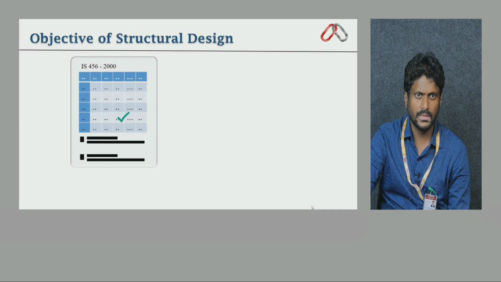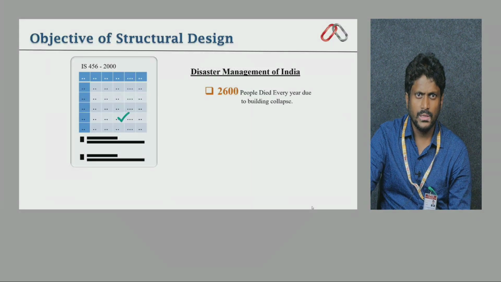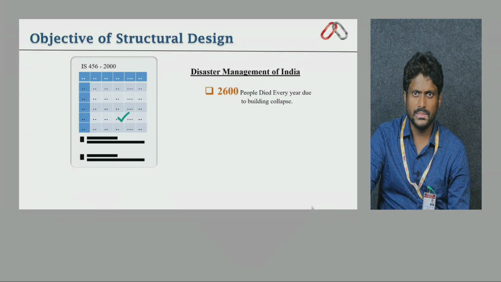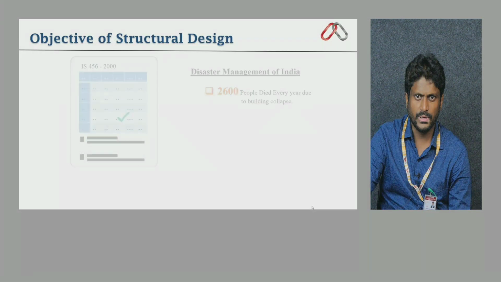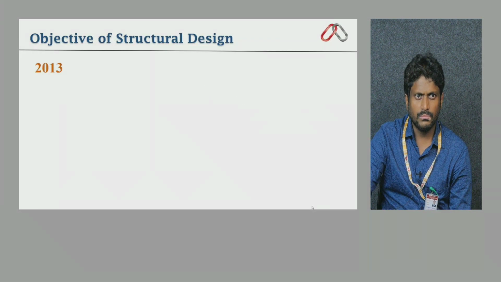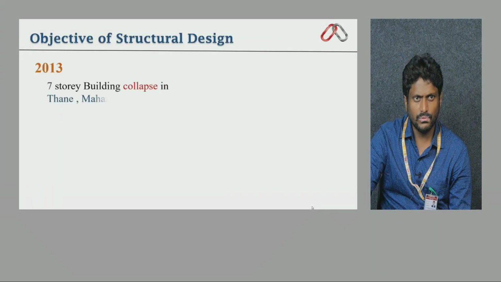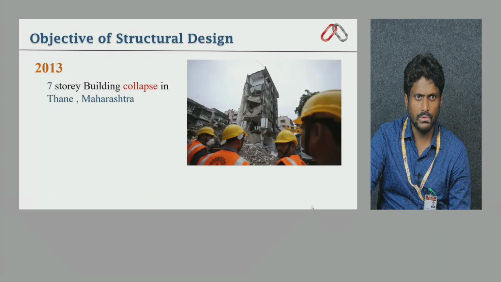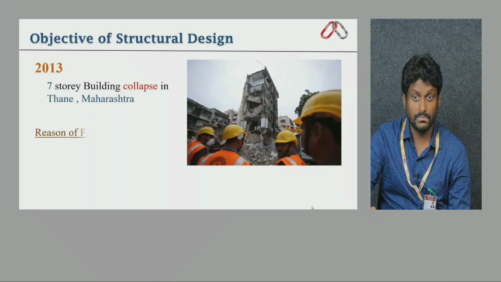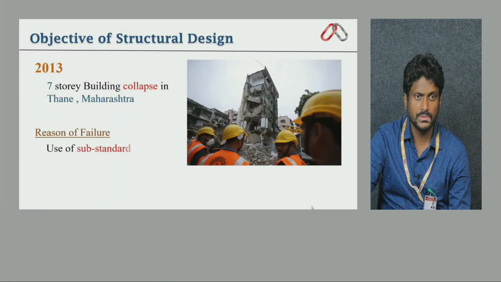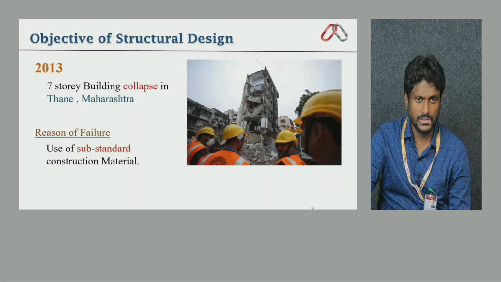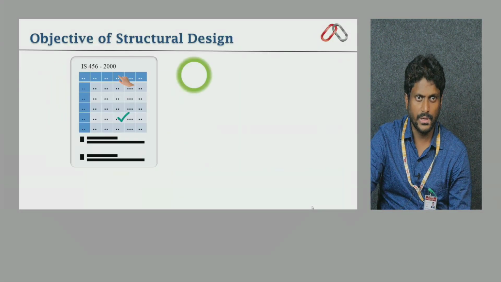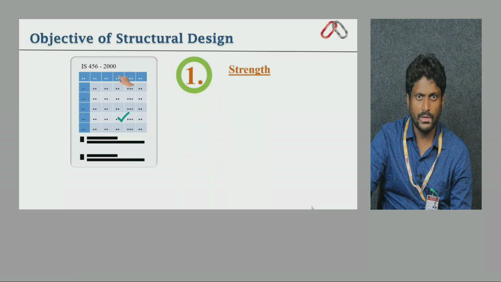Say I have selected so and so, which satisfies my strength and stiffness criteria, then I can choose it. If you see, there are some statistics that the disaster management authority of India provided. In the year 2013 also, there was a 7-story building collapse in Thane, Maharashtra, because it was not properly designed. The reason was the use of substandard construction material. That was the main reason. So we have to be very careful about the strength.